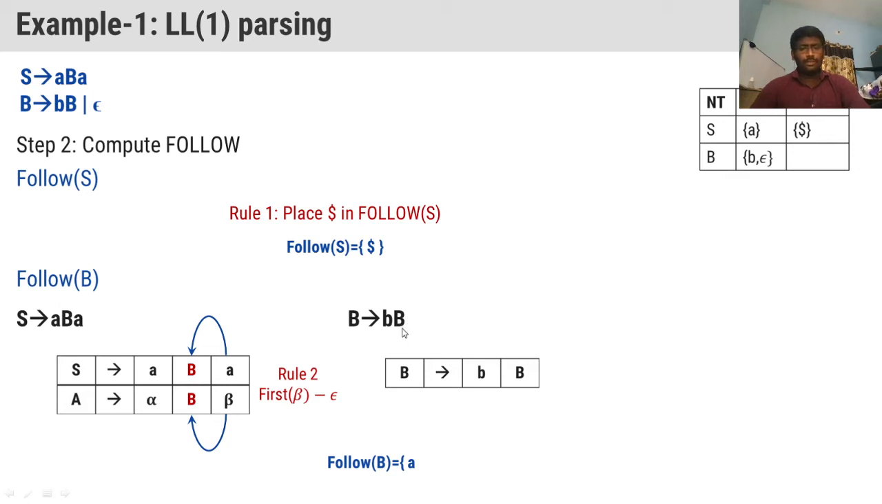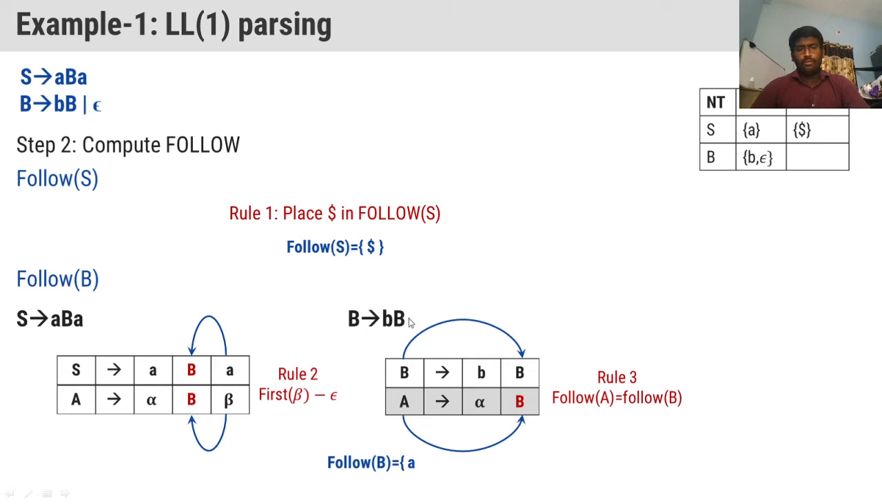So if beta is absent, according to our rule number 3, what will we do? Follow of beta equals follow of A. So B implies small b capital B, then follow of B equals follow of A. So what is follow of B? A only. That's why again we need to add A. Once A is already there, we don't need to add A once again.